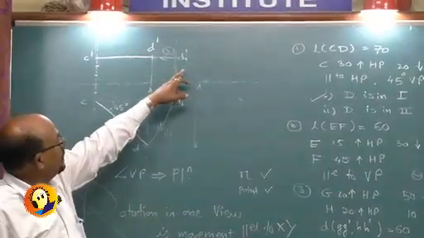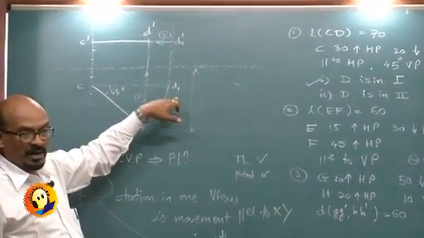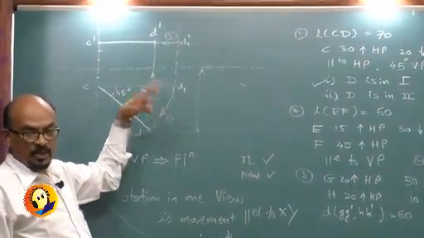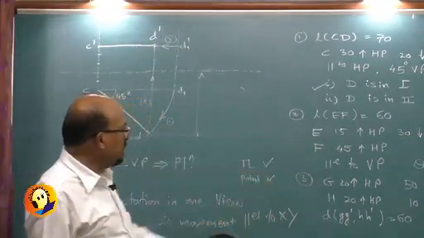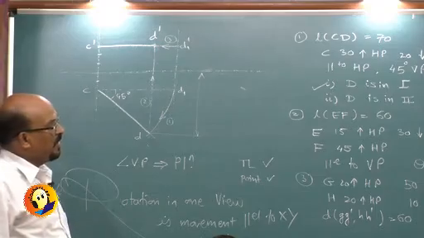And initial points we name as D1, D1 dash, like that. So at every stage we know where we are. So that is the first problem. In the second problem, it is given in a slightly different way.